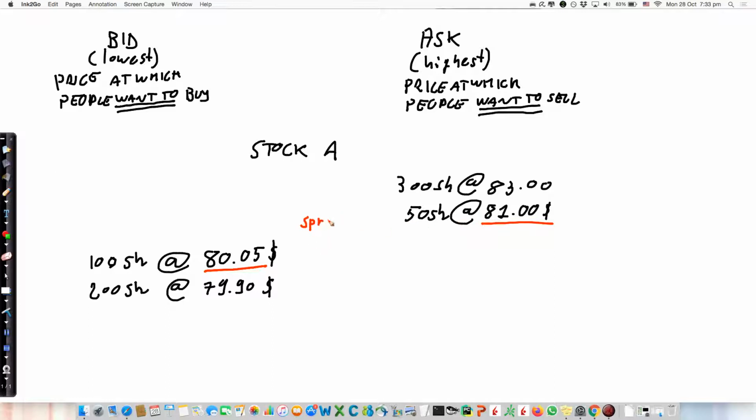Well, as we say, the spread is the difference between these two prices. So we have a 0.95 cent spread. And usually the spread is larger when the market is closed, because there is no volume, no transactions, not as much as when the market is open. So, as we said, unless someone is willing to pay more or sell at less, no transaction can happen, okay?